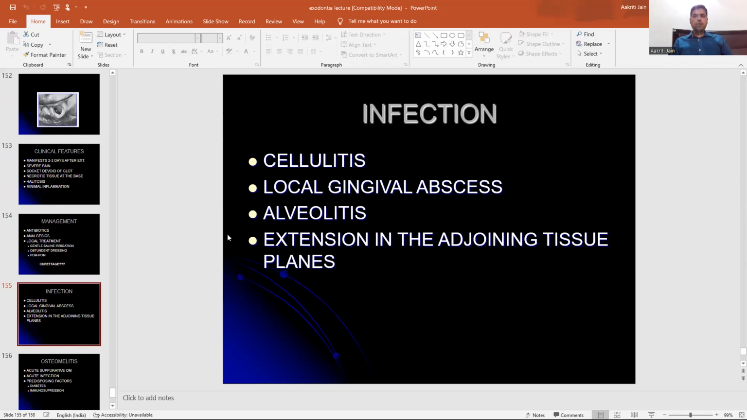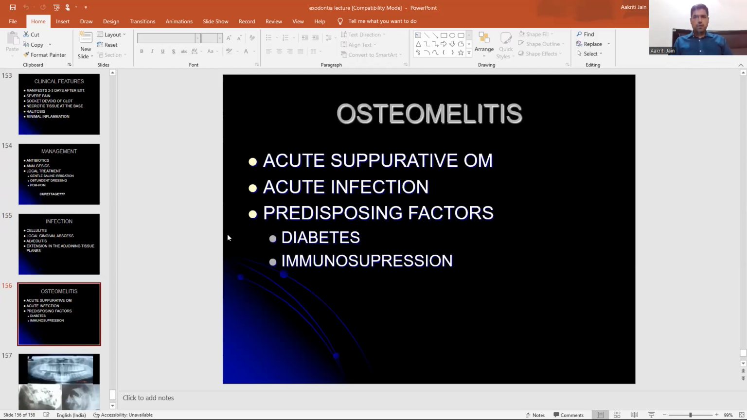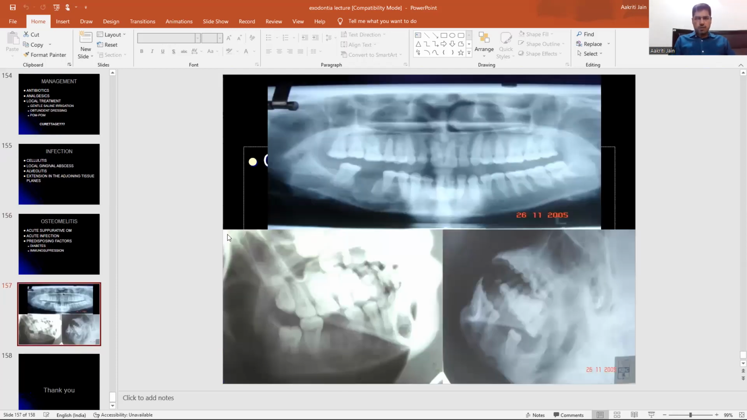Now, infection can cause cellulitis, local gingival abscess, alveolar osteitis, and extension into adjoining tissue planes. Osteomyelitis is another complication, which causes acute suppurative osteomyelitis, an acute infection. Predisposing factors for this osteomyelitis can be diabetes and immunosuppressive therapies. These are the radiographic pictures showing the osteomyelitis.